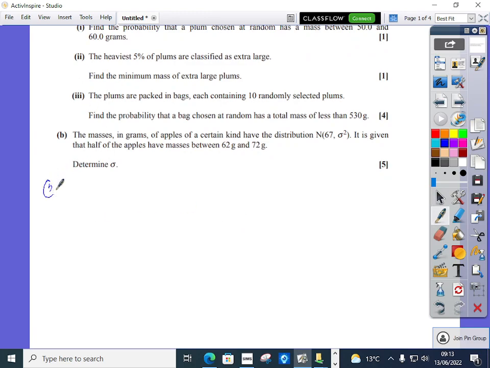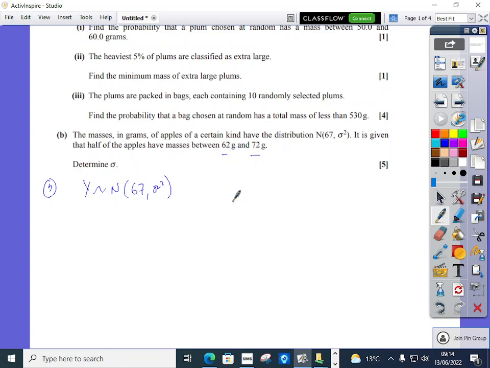B. The masses in grams of apples of a certain kind have this distribution. Okay, so they're different, so I'm just going to call this Y as the distribution. This time it's told you that this is the mean and this is the variance. It is given that half the apples have masses between these weights.